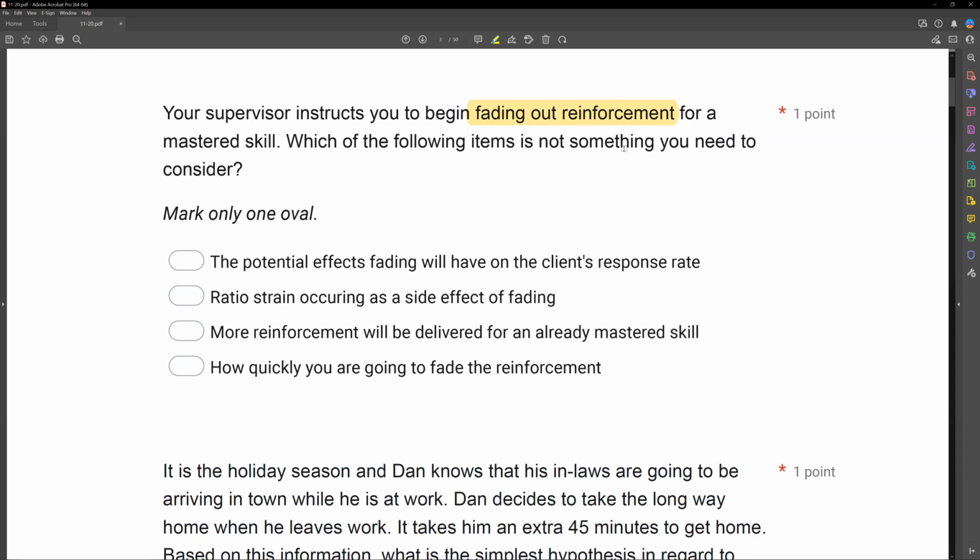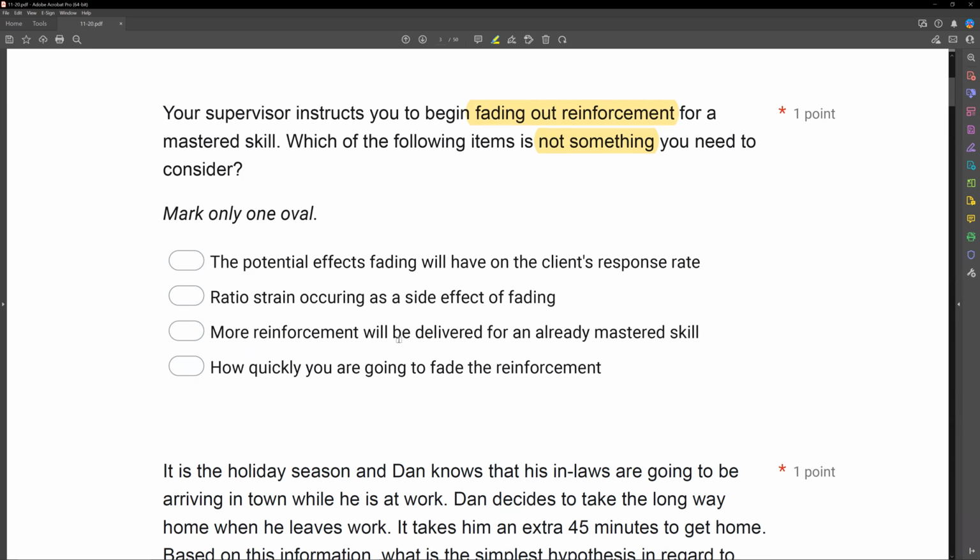So when you're doing that, what is not something you need to consider? Meaning something here is not relevant to fading out reinforcement. A, the potential effects fading will have on the client's response rate. Is that something you need to consider? Well, absolutely. If you're going to give less reinforcement, we need to think about what effect is that going to have on the response rate. They might stop responding or slow their responding if they're receiving less reinforcement. We have to consider that. B, ratio strain occurring as a side effect of fading. Remember, ratio strain is essentially what A is saying. Ratio strain says you faded too quickly, there's too little reinforcement, and now responding has slowed or stopped.